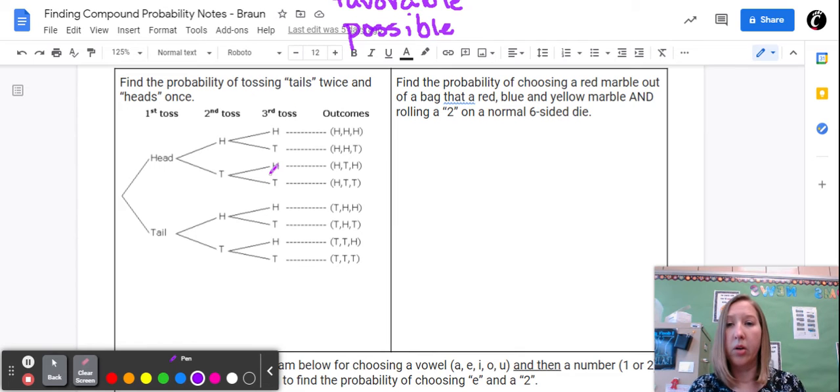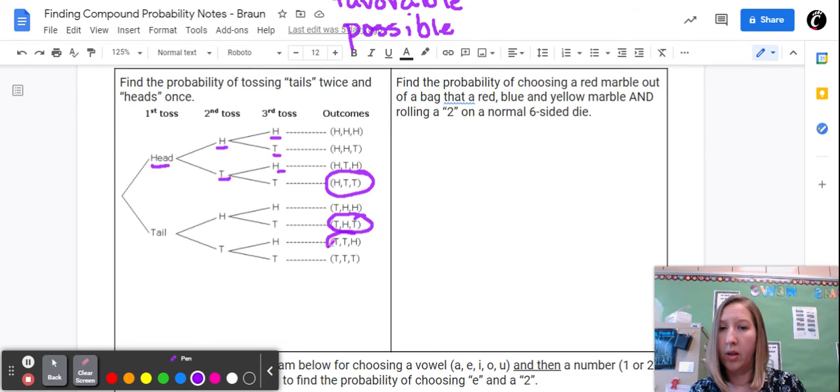In order to list my outcomes, I just follow my tree. So I would go heads, heads, heads, and that's my outcome here. Heads, heads, tails, heads, tails, heads. You can see where all these outcomes are coming from. If I want to know the probability of getting tails 2 times and heads once, I'm just going to come down all my outcomes and look for 2 tails and 1 heads. I have 1 here, I have 1 here, and 1 here. That means I have 3 favorable outcomes, 3 outcomes of what I'm looking for, my 2 tails and 1 heads.